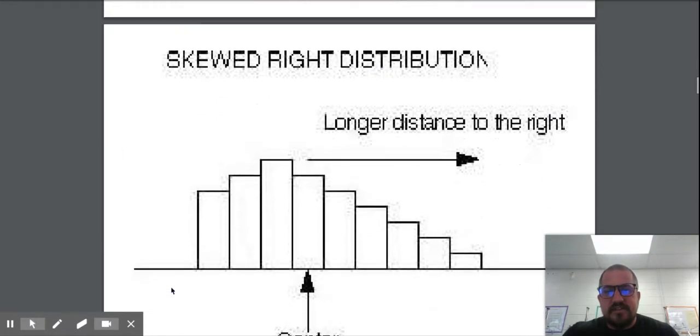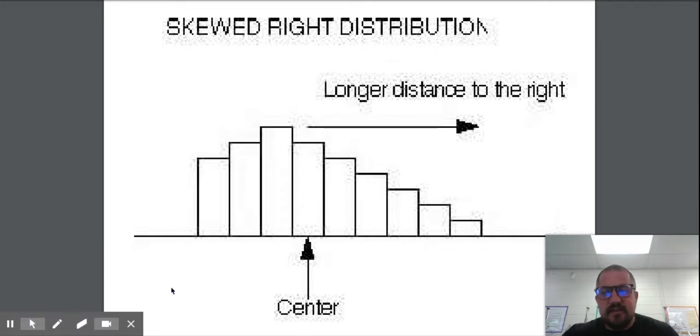And you notice in a skewed right distribution, the center is a little bit further over to the left, and it has a longer distance to the right.